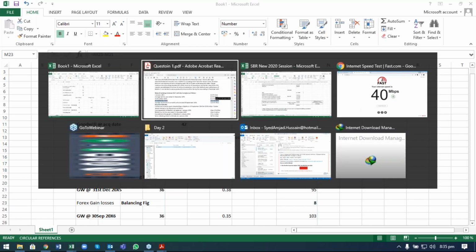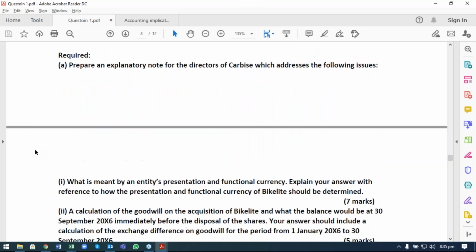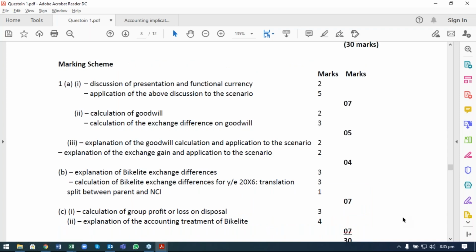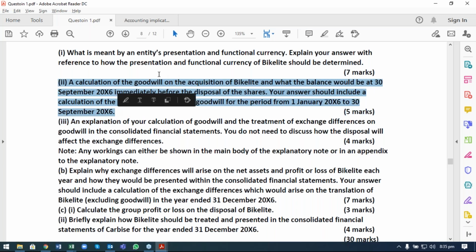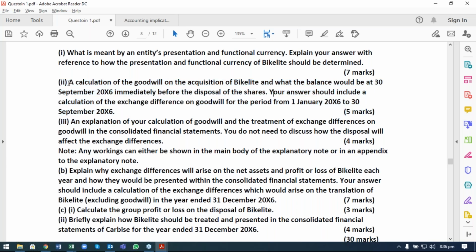Now looking back into the requirement, what the examiner is going to ask us is a calculation of the goodwill of acquisition of Bakelite, and what the balance would be at 30th September 2006, immediately before the disposal of the shares. Your answer should include calculation of the foreign exchange and goodwill in the period from 1st July 2006. So you have already calculated it, and you need to explain. I believe explanation is not required here. So 5 marks is allocated to the calculation of goodwill.